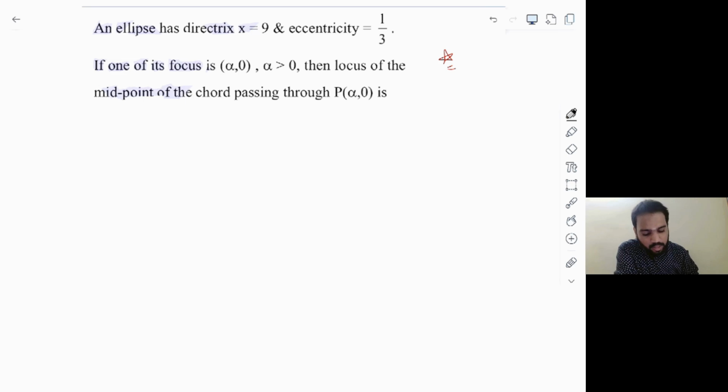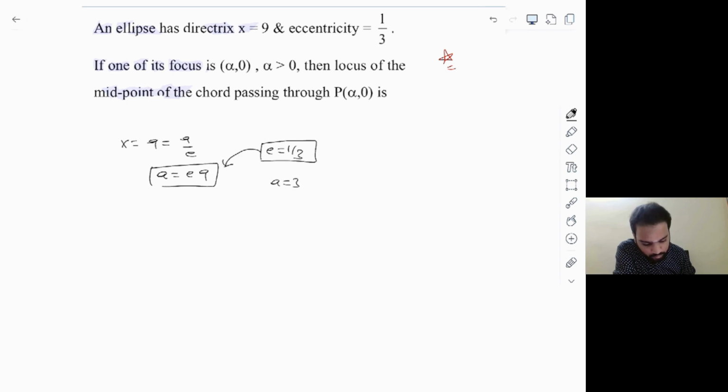Let's do it. The ellipse has directrix x equal to 9. So x is equal to 9, and we know the directrix equation is actually a by e. So we get one equation, a is equal to e times 9, and the eccentricity is 1 by 3. So e is equal to 1 by 3. Put it here, and you get finally a equal to 3. And they said that one of the foci is alpha comma 0, where alpha is greater than 0.